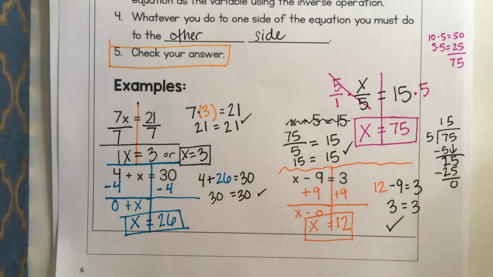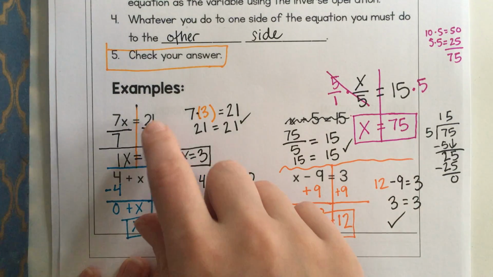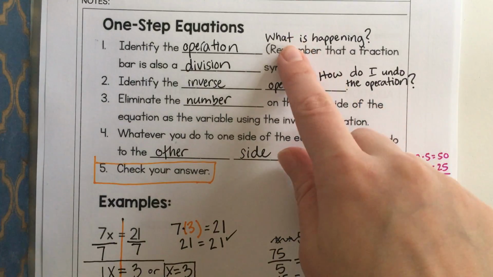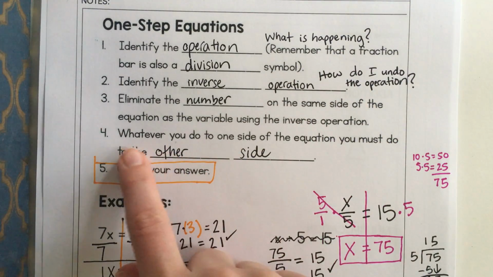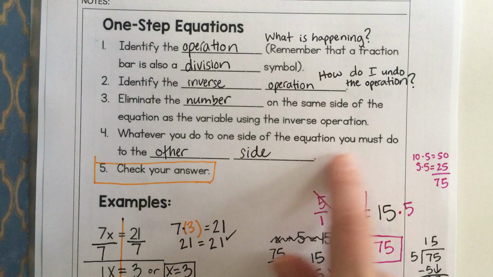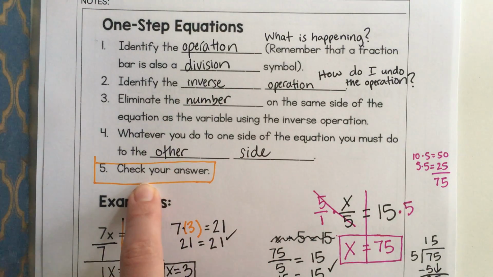So, last things I'm going to leave you with. I apologize, I know this was a long video. I want to make sure you understand the steps to follow. What's happening? How do I undo the operation? You have to do it on both sides. Whatever you do on one side, you have to do to the other side. And you have to check your answer.